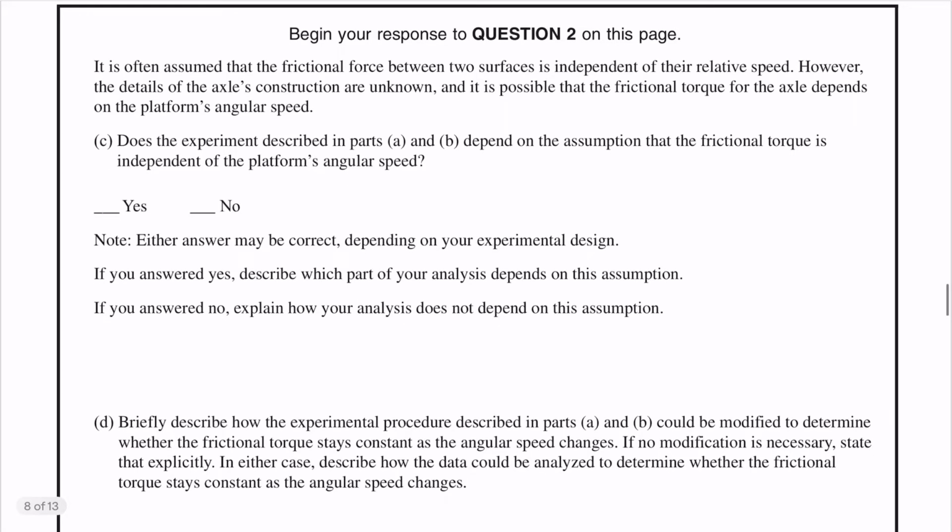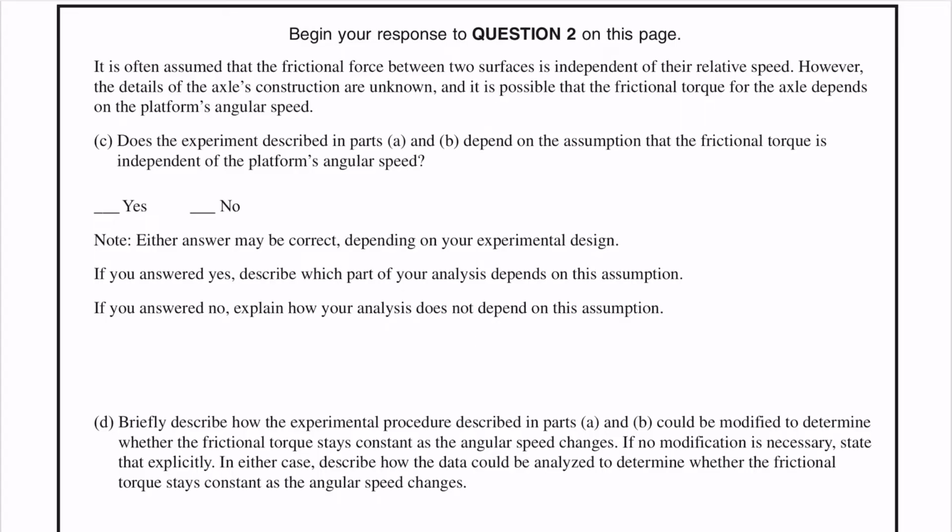The premise to part C is that it is often assumed that the frictional force between two surfaces is independent of their relative speed. However, the details of the axle's construction are unknown, and it is possible that the frictional torque of the axle depends on the platform's angular speed. This is saying that it's possible that due to the material that the axle is made of, the faster that the disc is going, this could affect the coefficient of kinetic friction between the disc and the axle.